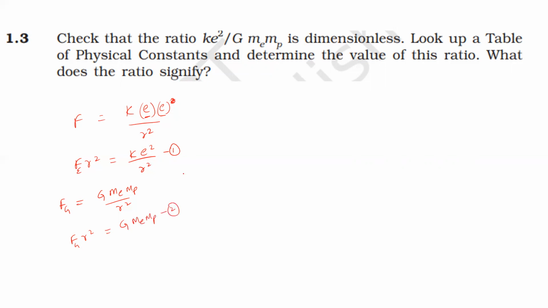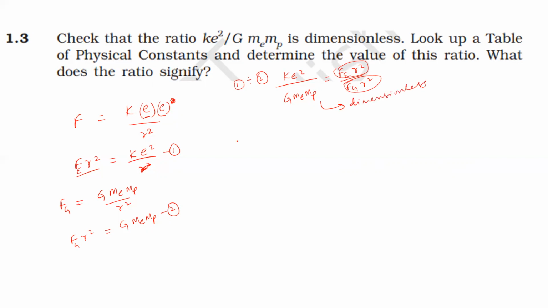If you divide equation 1 by equation 2, what we get is K e square divided by G into me into mp, that is equal to electric force into r square divided by gravitational force into r square. Here the numerator dimension and denominator dimension are both the same, so it is dimensionless. Numerator and denominator have the same dimension, so they cancel. So this K e square by G me mp is dimensionless.